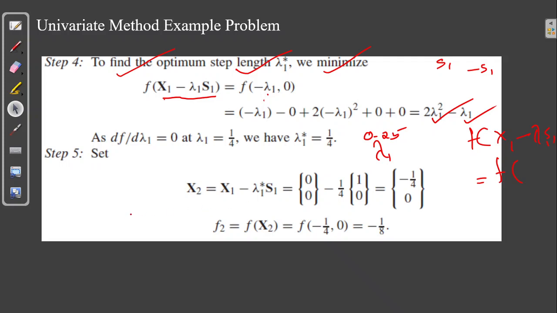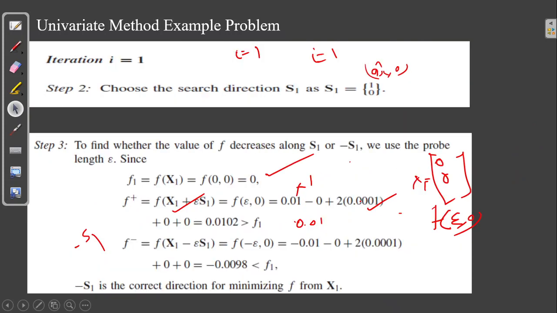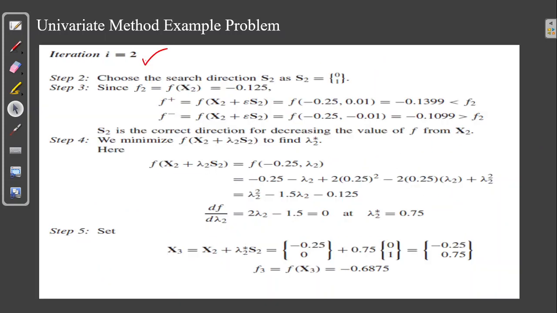So we will get the new point, new ordinates. The new solution is x2 equal to x1 minus lambda 1 star into s. That's equal to x1, initially 0 0, minus 1 by 4 and the direction is 1 0. That's equal to minus 1 by 4, 0. And then we will find f2, which is f of x2, and that's equal to f of minus 1 by 4, 0. That's equal to minus 1 by 8.